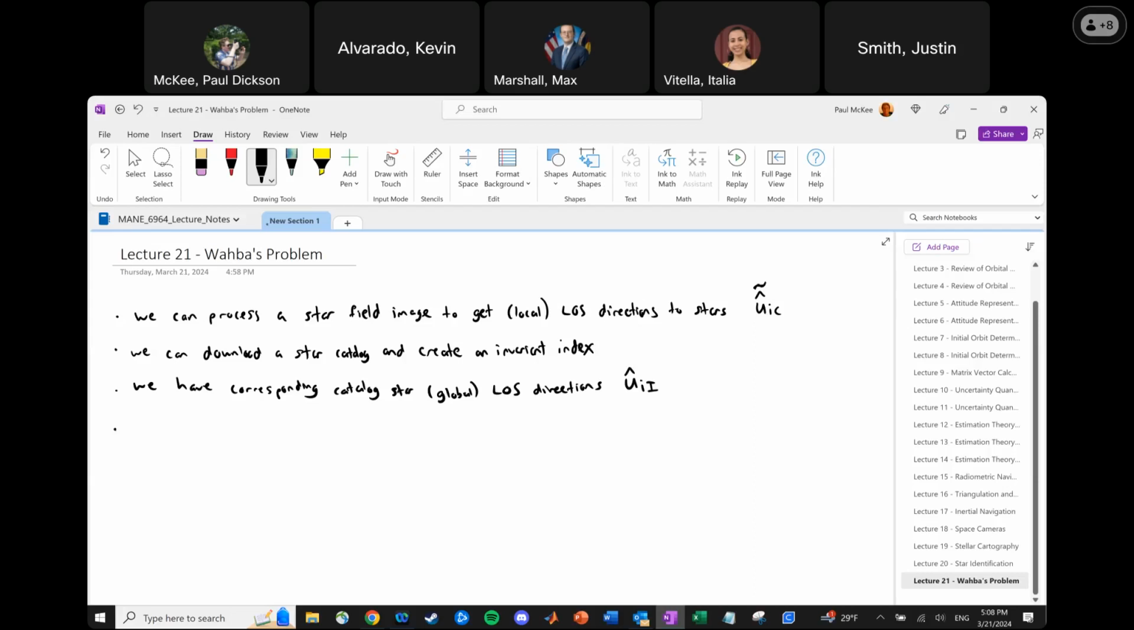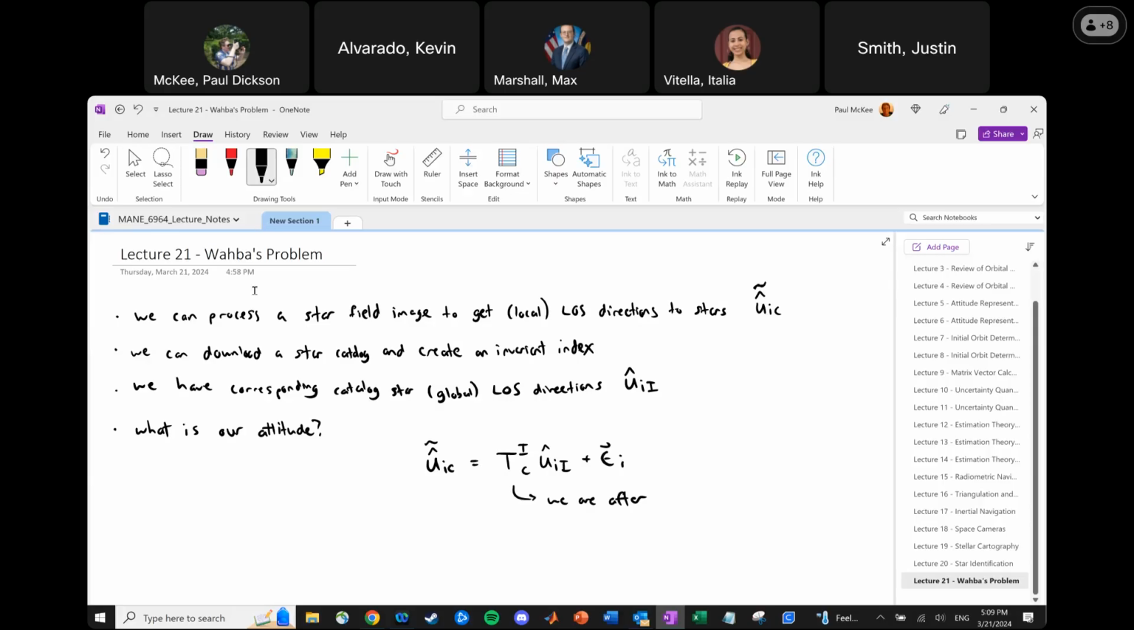So finally, the question is, what is our attitude? Here's the equation. The noisy u_i in the camera frame is some attitude transformation matrix T from the inertial frame to the camera frame, times u_i with a little hat on it in the inertial frame, plus epsilon, our noise vector. And this is what we're after. We want T.